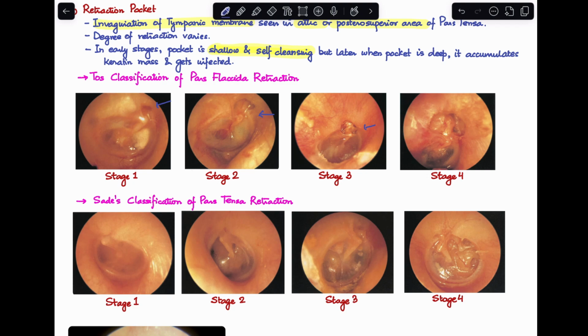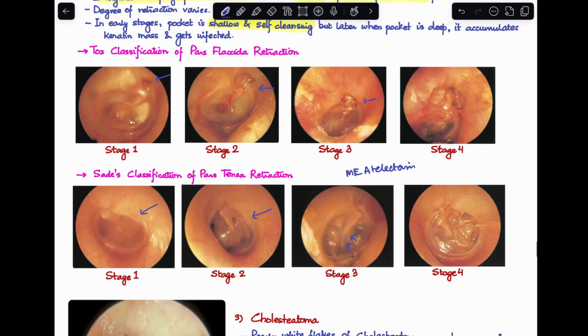Now coming to Sadé's classification of pars tensa retraction. In the first stage, you can see a very mildly retracted tympanic membrane that is not in contact with any middle ear structure. In the second stage, the retracted tympanic membrane is in contact with the long process of the incus. Stage 3 is known as middle ear atelectasis, where we see a retracted tympanic membrane in contact with the promontory. You can see that the promontory is very visible. It is in contact with the promontory, but it moves on Valsalva.